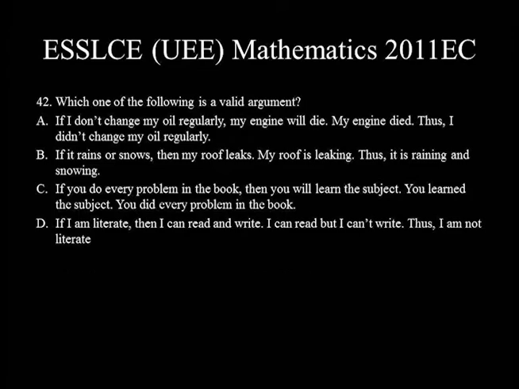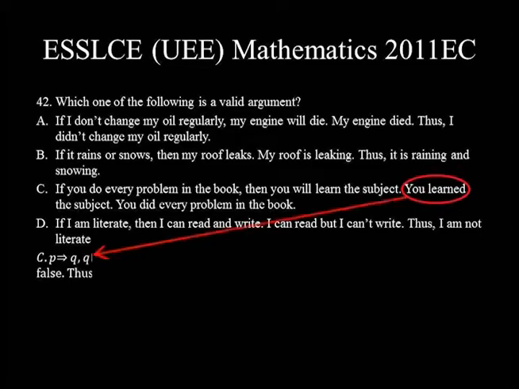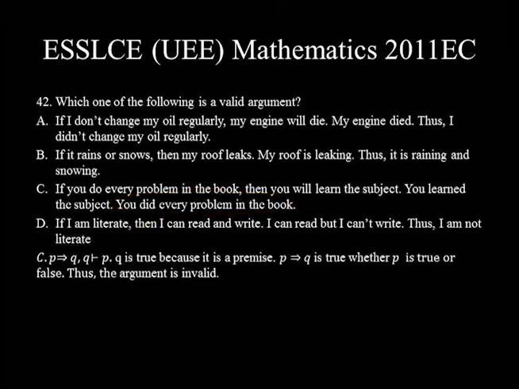Choice C: if you do every problem in the book, that's P, then I will learn the subject, implies Q. You learned the subject, that's Q. You did every problem in the book, this yields P. Q is true because it's a premise. P implies Q is true whether P is true or false, because Q is true. Thus the argument is invalid because the conclusion has a chance to be false.